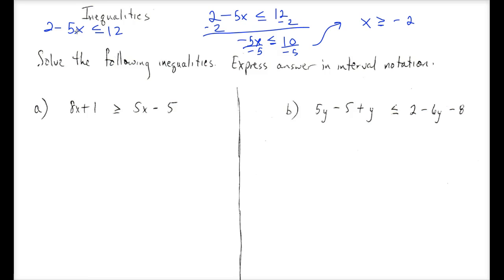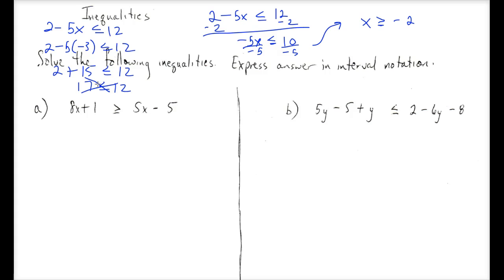Let's say I plug in a negative 3. Negative 3 is less than negative 2. If I do that, then this is what I get. I know that negative 5 times a negative 3 is a positive 15. And notice here that 2 plus 15 is 17, and that this statement I've just written is not true. It's a false statement. 17 is not less than or equal to 12. 17 is greater than 12 by a long shot.